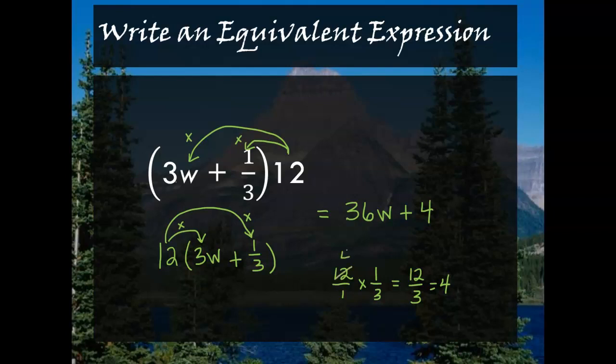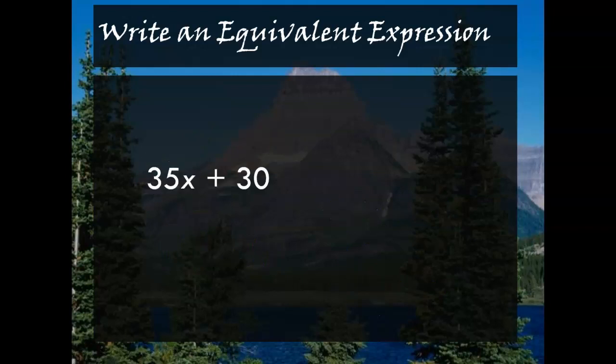You also could have cross-canceled the 12 and the 3. Our equivalent expression is 36w plus 4. We can also write an equivalent expression by factoring an expression. This is essentially applying the distributive property in reverse. We will divide out a common factor and rewrite the expression.